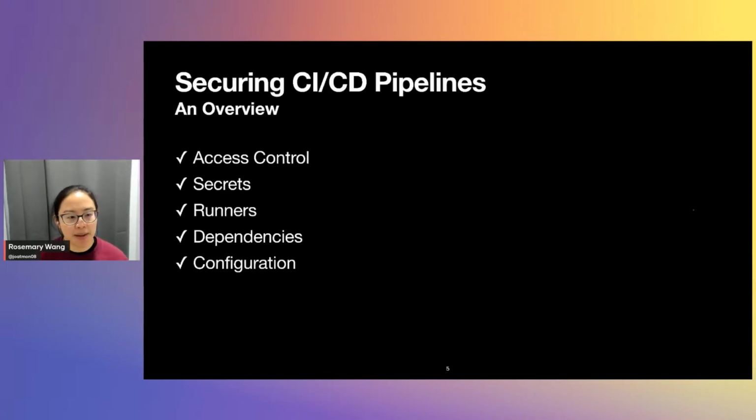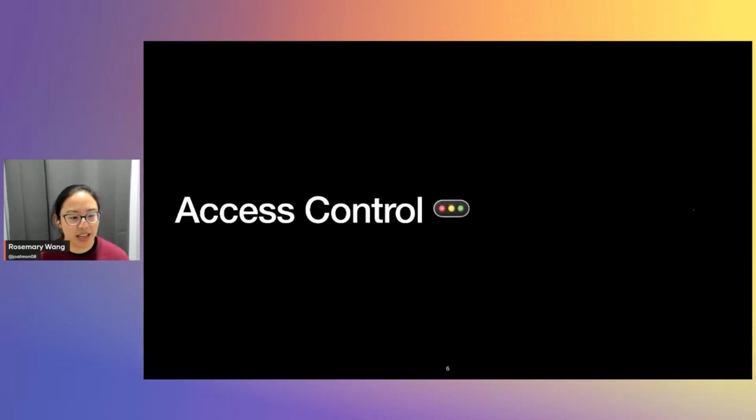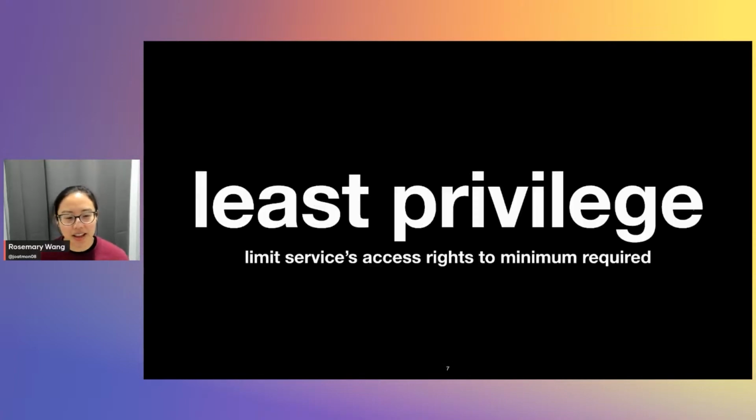Securing a CI/CD pipeline involves, I would say, five separate components: access control, secrets, runners, dependencies, and configurations. We're going to go through all of them today very quickly. And again, we're not going to go into too many of the technical details, but I'll try to provide some concrete examples when possible. Let's start with access control.